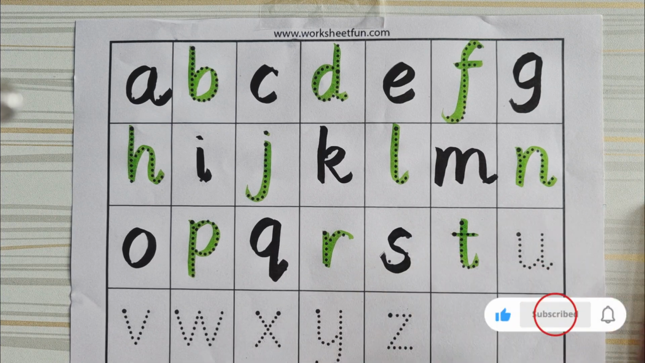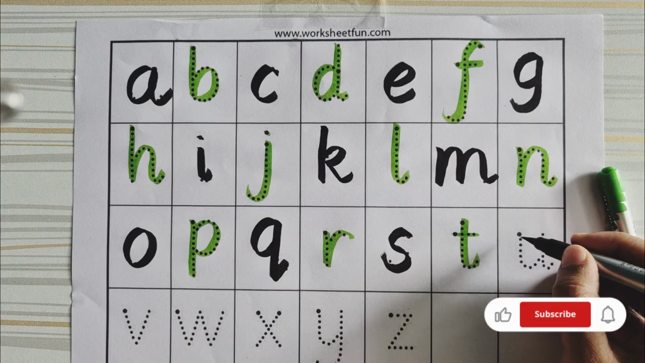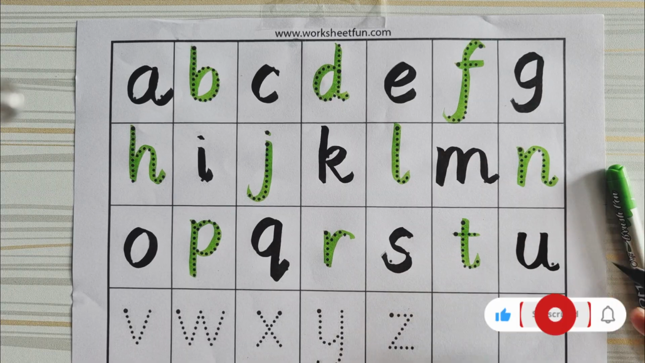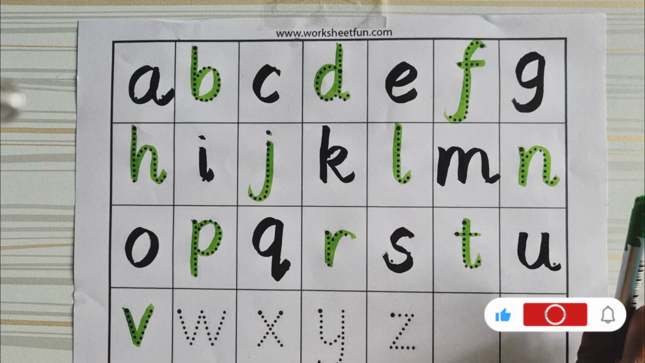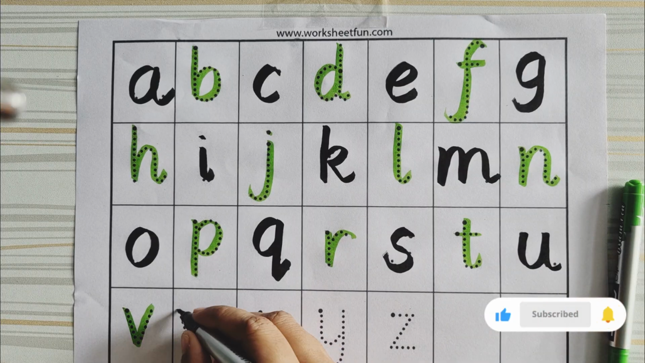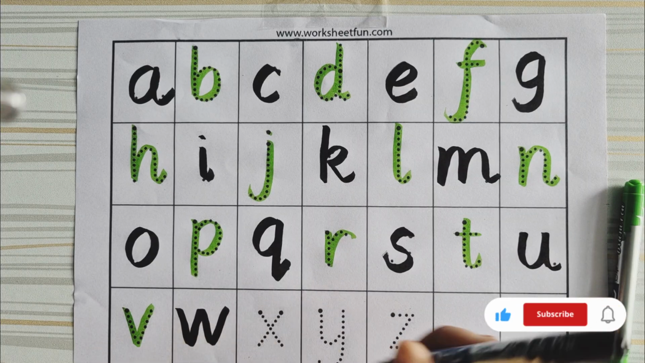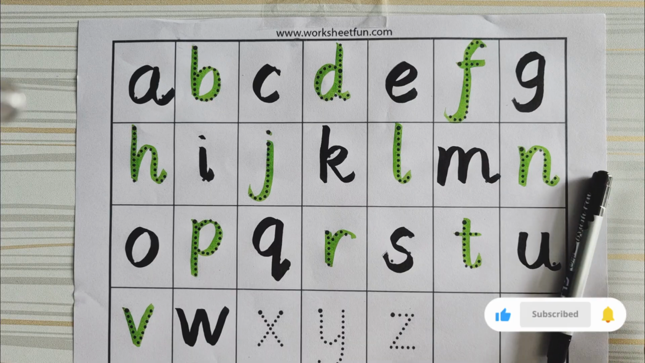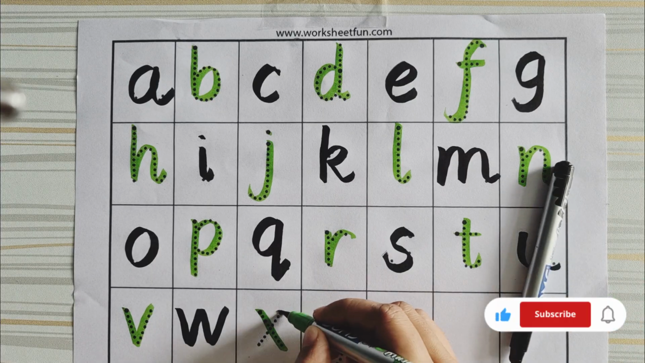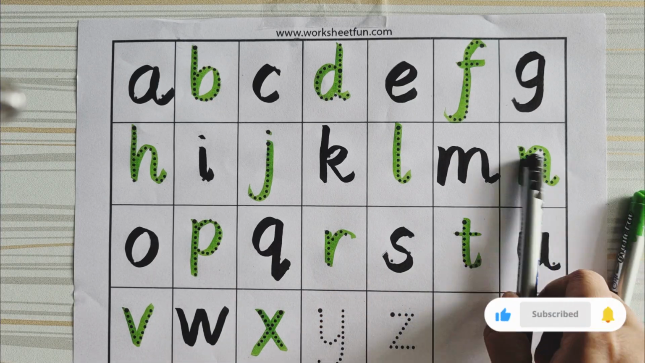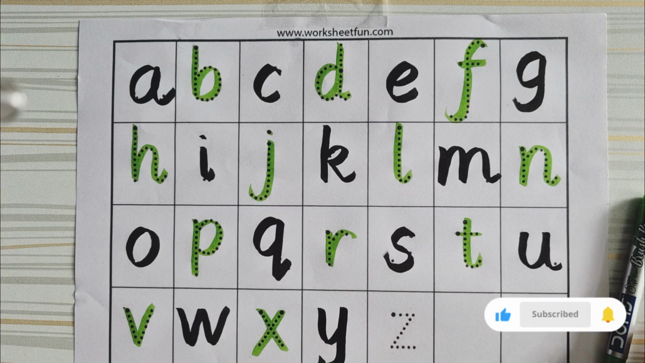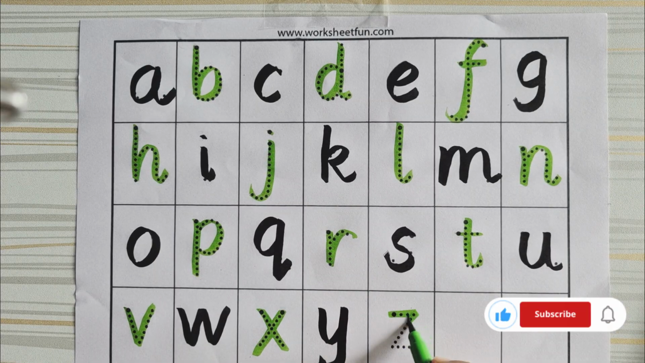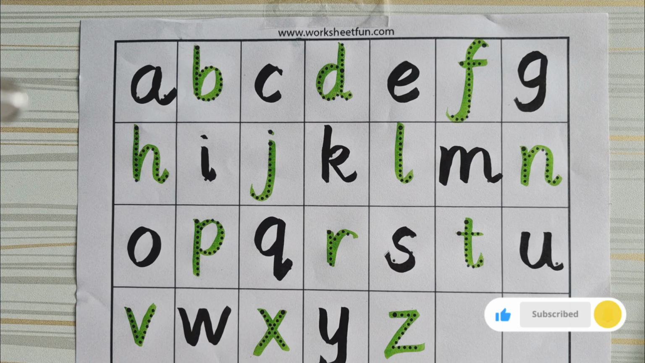T for tiger. U for umbrella. V for van. W for watch. X for xylophone. Y for yellow. Z for zebra.